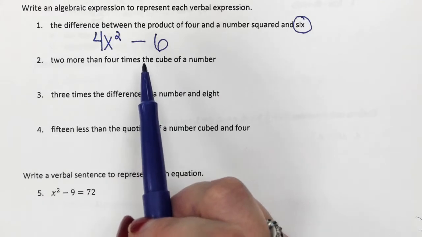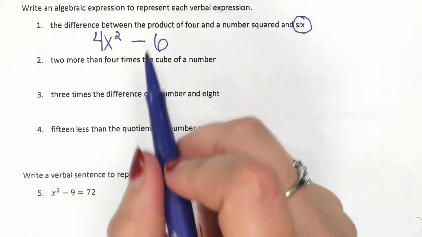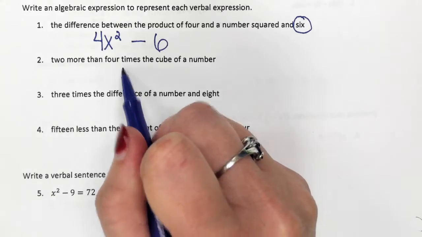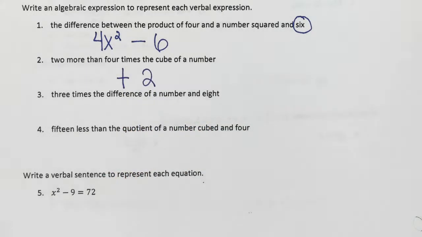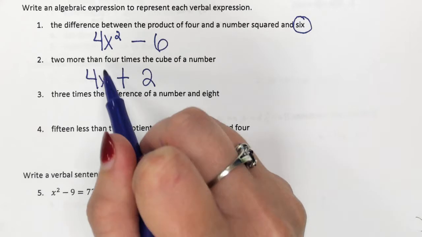All right, let's look at number 2. 2 more than. What in the world does that mean? Add 2, but where do our constants almost always go? At the end. Very good. All right, so what goes in the front? 4 times, 4x cubed. Very good.